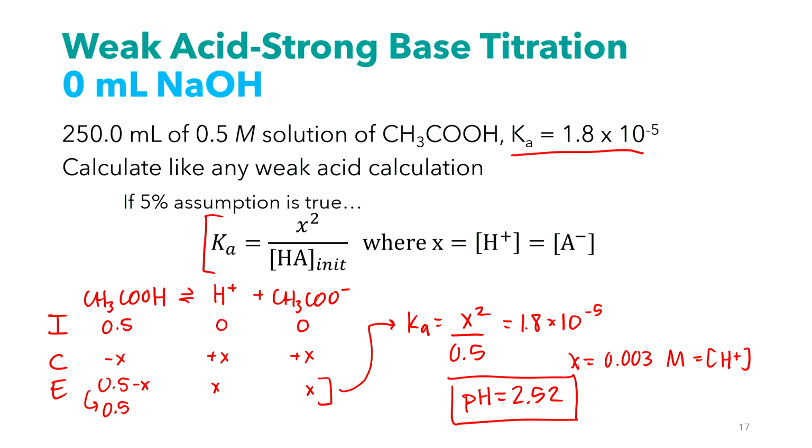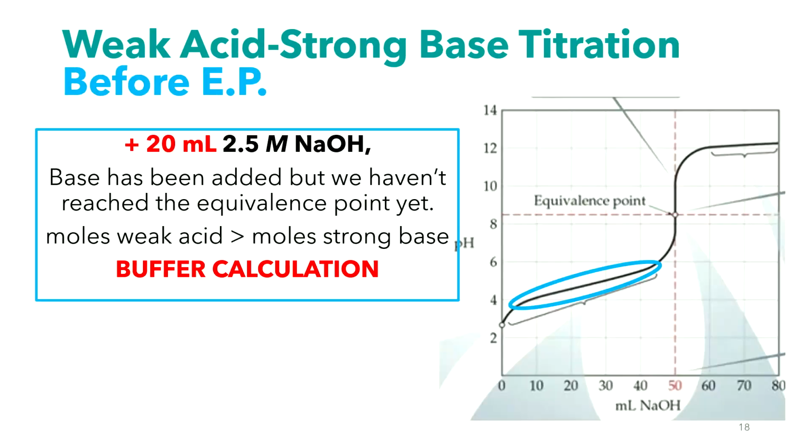And now things get more interesting, more complicated, as we start adding in some mLs of our NaOH solution. Okay? So let's think about that. We are going to put in 20 mLs of our NaOH. This is before the equivalence point. So I've circled the region where we are. Our moles of weak acid is greater than our moles of strong base. So we are going to convert some of the weak acid into its conjugate base. And we will have meaningful concentrations of both. And that is a buffer. So we've essentially made a buffer in this portion of the titration curve.